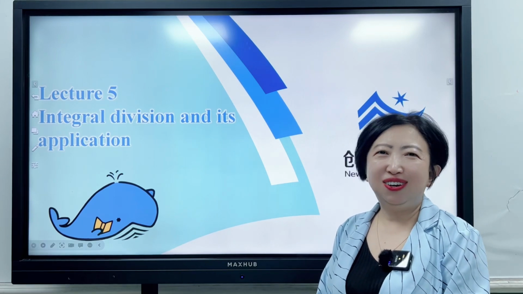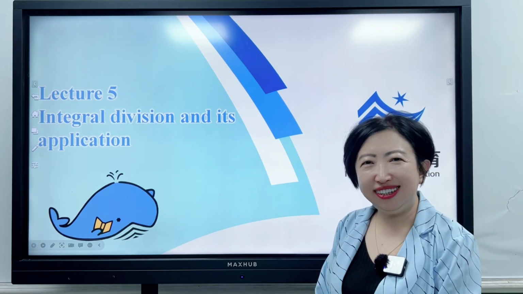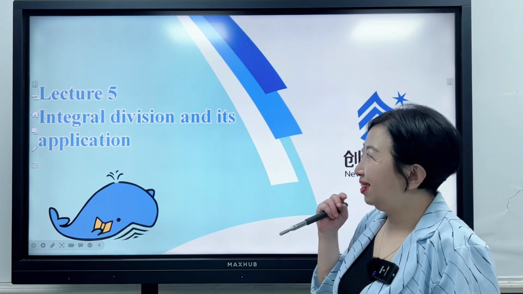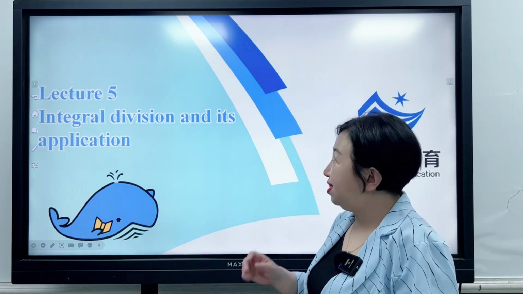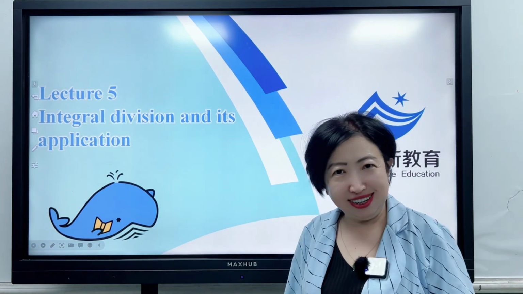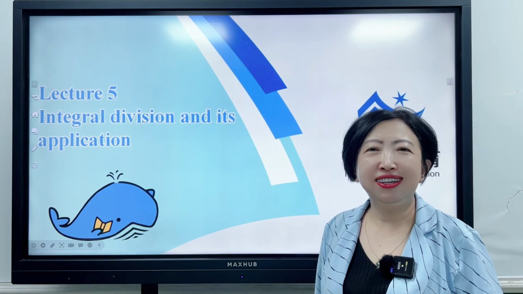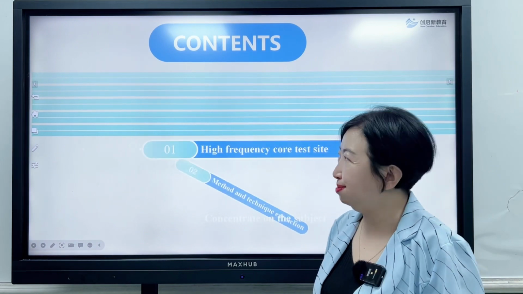Everyone, let's go on to learn the mathematical knowledge about integral. Today, let's learn integral division and its application. Of course, we learn some concepts and math rules.